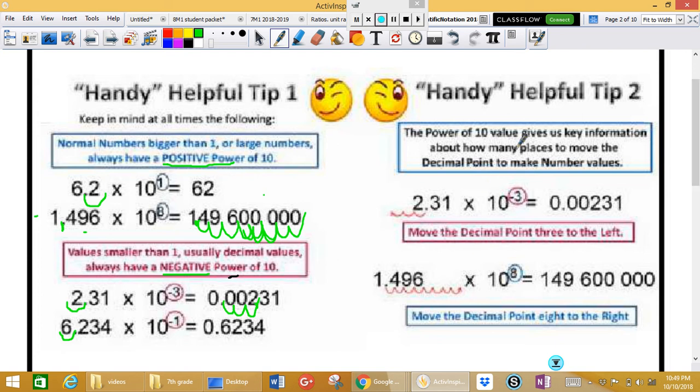The power of 10 usually gives us key information about how many places to move the decimal point to make new numbers. So that's what we were talking about here, where we have 2.31 times 10 to the negative third, which means we're going to move it back 3 places. So that means here it was 1, 2, 3 decimal places right here. I got to put 2 zeros here. Well, 0.00231.